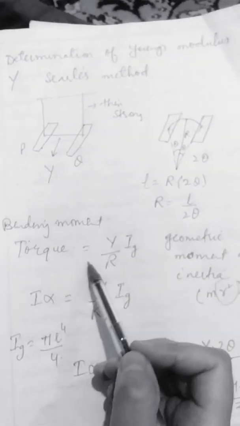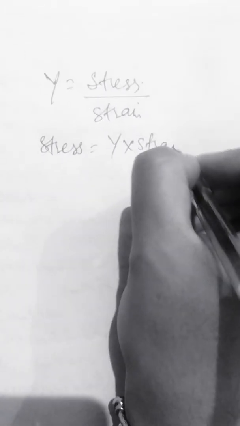Now what I aim to show you is where we get this formula from. The formula of bending moment or the torque. How do we get it? So let us do that. That's a very simple manipulation. You can do that easily. So we know a simple formula that Young's modulus is stress by strain. Is it? So this stress is y into strain, as simple as that.